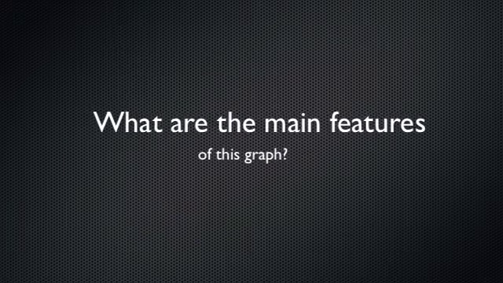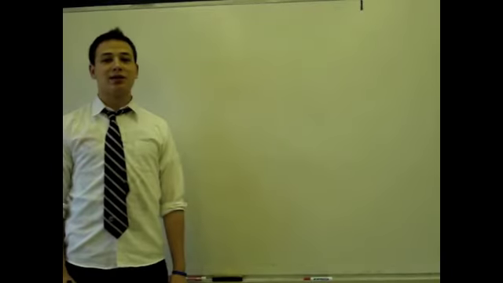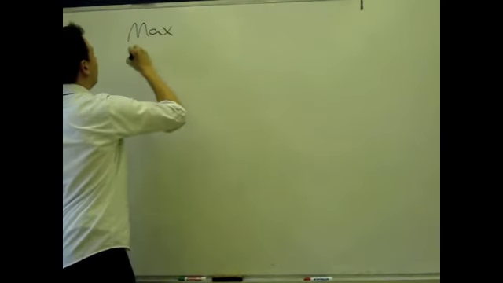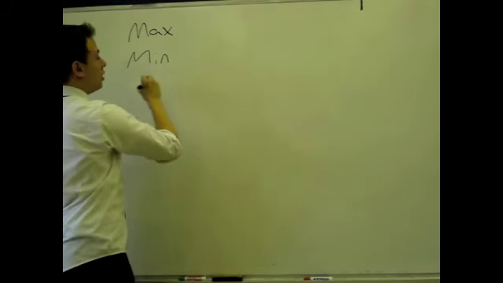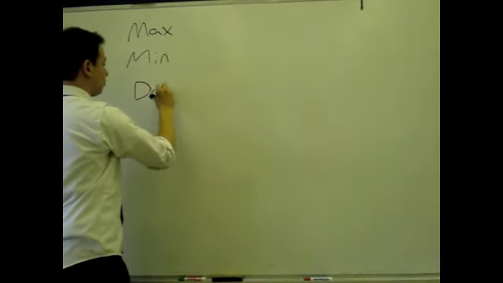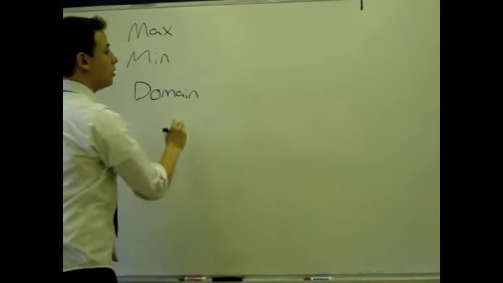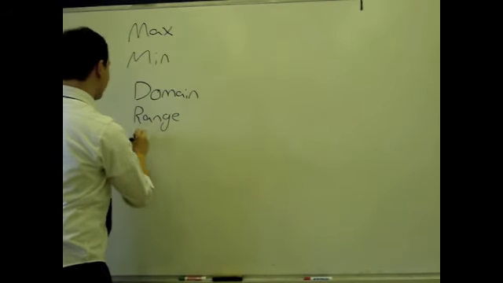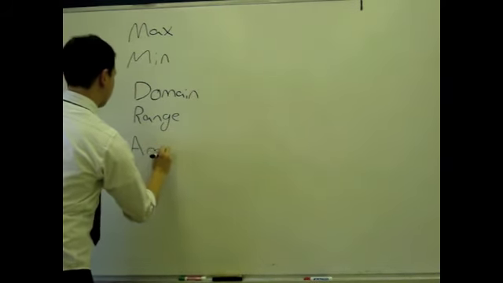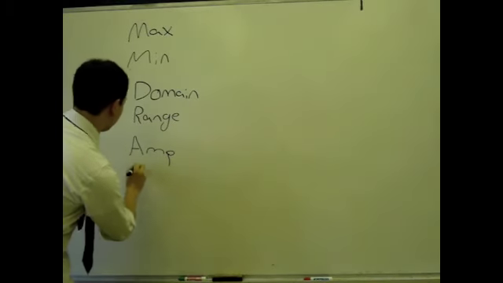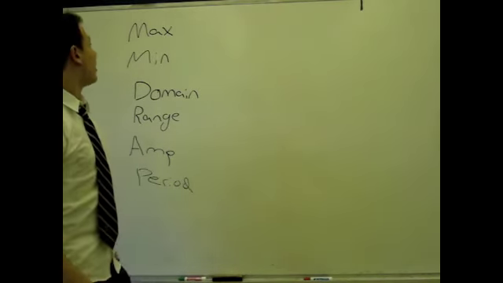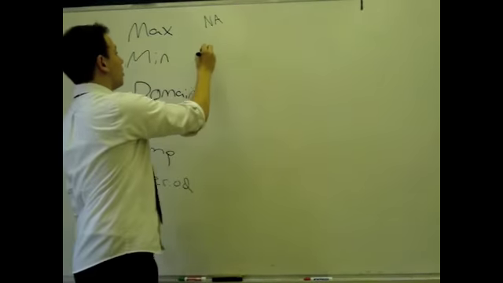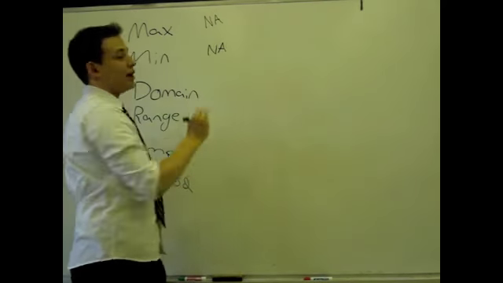The 6 main stats we need to discuss for the tan graph are the max, the min, the domain, the range, the amplitude, and the period. Because the tan graph reaches an infinite value, there is no maximum, and because it also reaches a minimum value of negative infinity, there is no minimum.